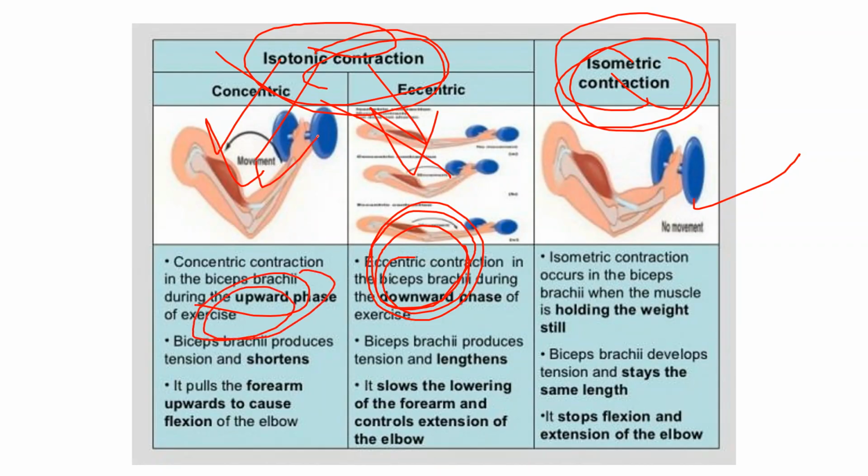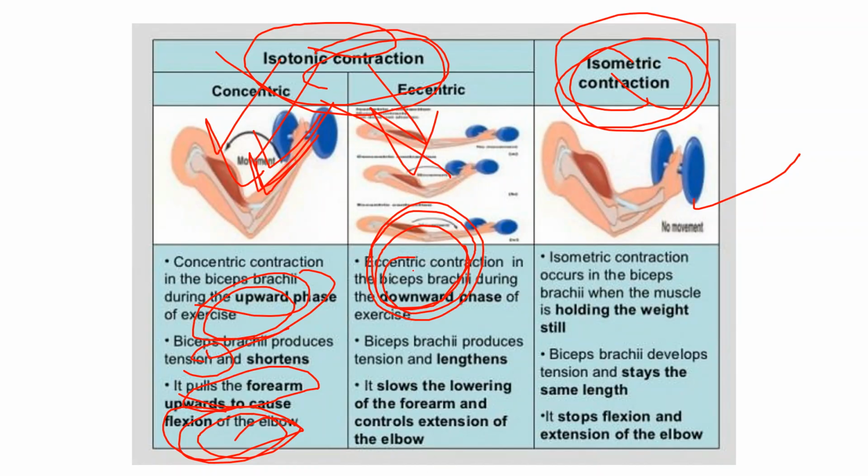This concentric contraction is there, and here the biceps brachii produces tension and it will shorten. It pulls the forearm upwards to cause the flexion of the elbow. So this type of contraction we call concentric contraction.